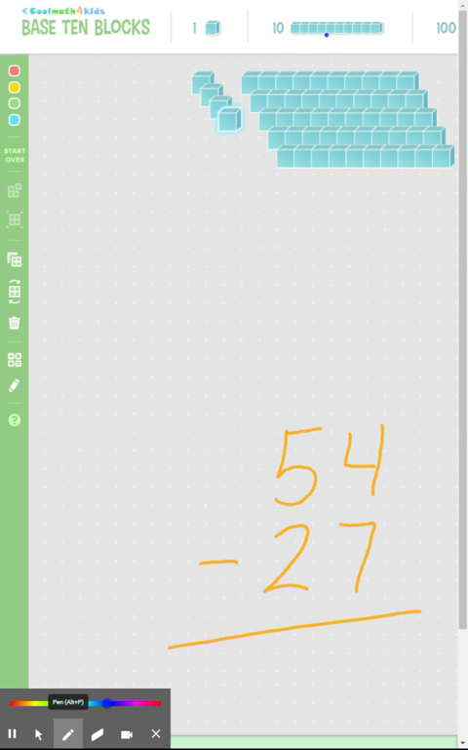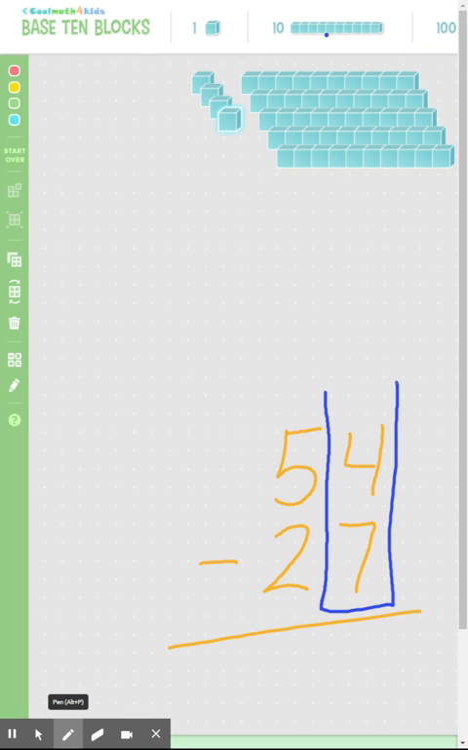So I have my 54 blocks, and I'm going to start on the ones side. So if I have 4, I've got my 4 blocks here. I can't take away 7 because there's not enough. And you always want to make sure that you're thinking of the top number as what you're starting with, and you have to take away the bottom number.